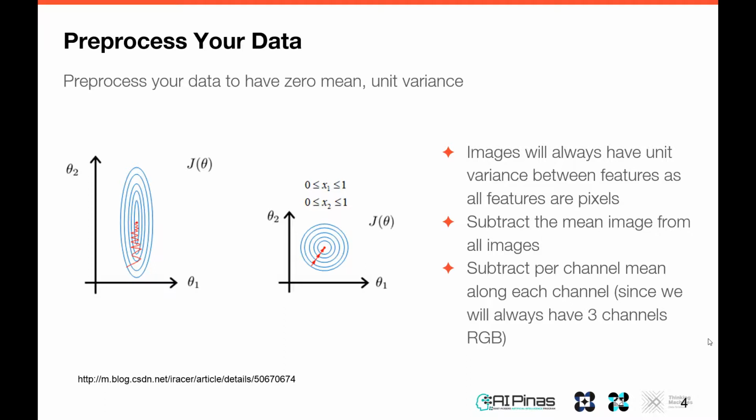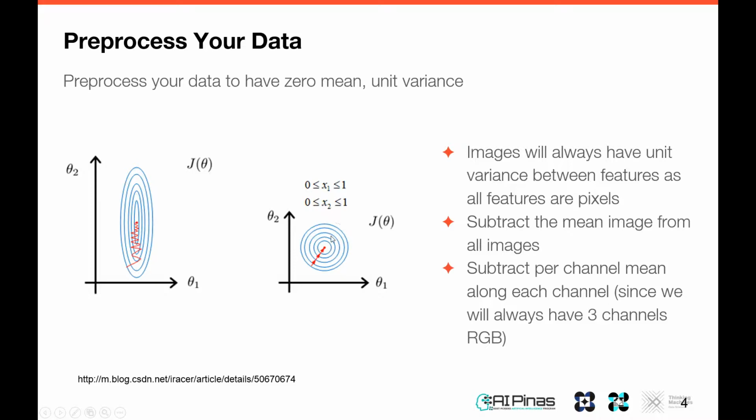First is pre-process all your data to have zero mean and unit variance. Why? This image makes the case: if you take your optimization space and it has zero mean and unit variance, it's much easier for the optimization function to find a point of convergence that makes sense. So would you rather have this spiky optimization path or this fairly smooth optimization path?